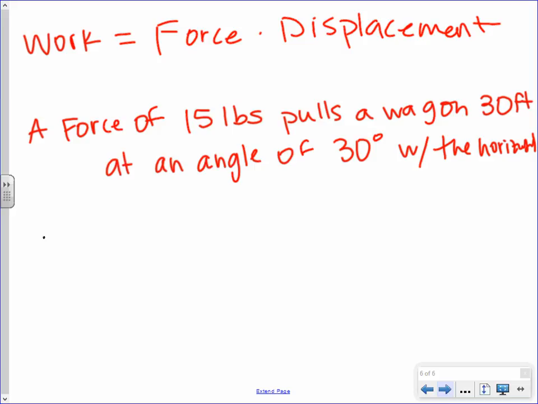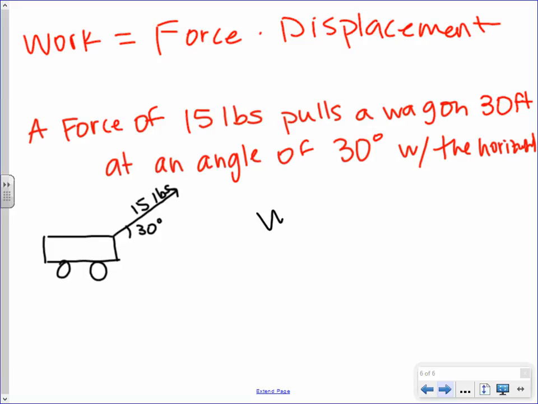This is really more of a pre-calc problem, but we might as well talk about it since we're on the physics kick here. We have a wagon, and it is being pulled with a force of 15 pounds at an angle of 30 degrees. So we have force times displacement. Okay, Tyler, will you say what you mentioned earlier? Work will be a scalar because force and displacement are vectors.